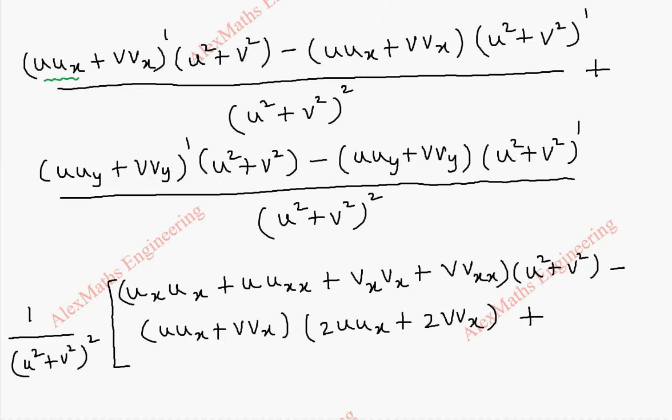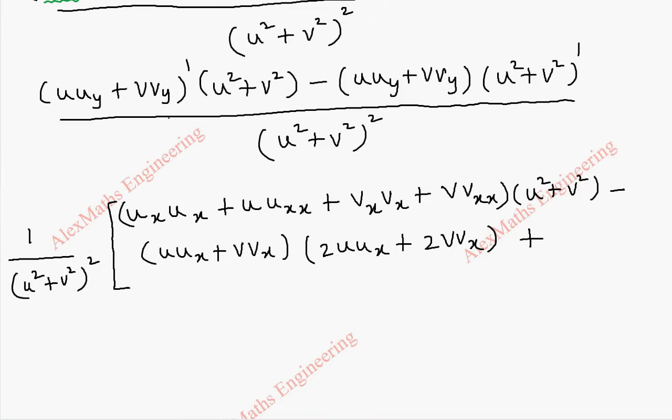Then plus, I have to continue for the second term, but now this is with respect to y. So again when I follow the product rule for this, u derivative is uy, and the second term uy is written as it is, plus first term is written as it is, uy derivative is uyy. In the same way for the second, vy into vy plus v into vyy.